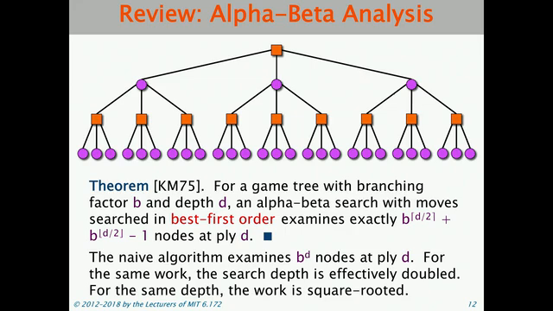So the naive algorithm looks at B to the D nodes at depth D, and so for the same work, the search depth is effectively doubled or the work is square rooted. So that we saw last time in Helen's lecture.